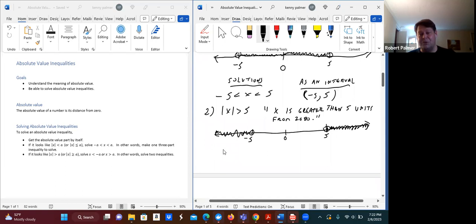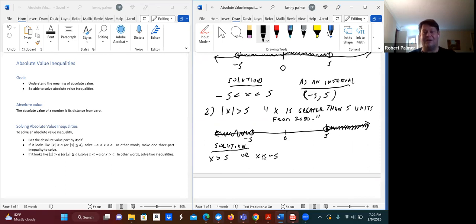So here, our solution, we can write a couple ways. It's two inequalities. What this becomes is that x is greater than 5, or x is less than -5. That's the inequality form. That's what these two intervals would say. x is greater than 5, or x is less than -5. And if we used greater than or equal to, we would put the correct signs there.